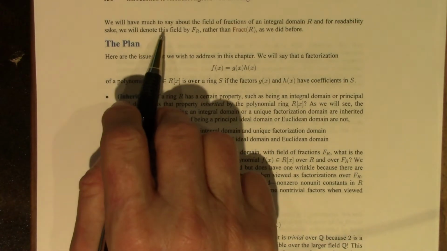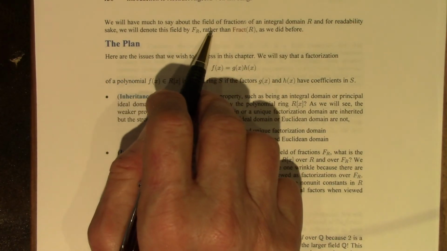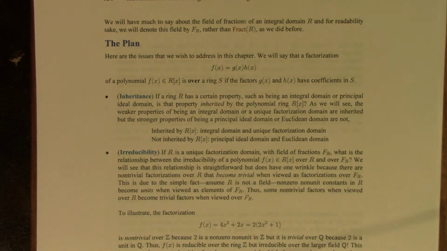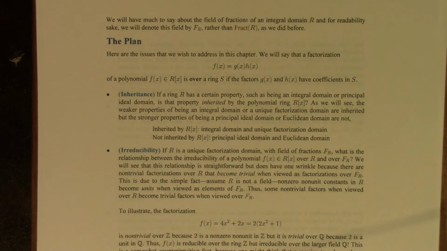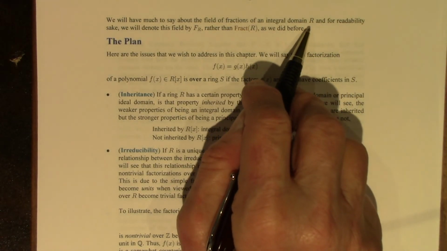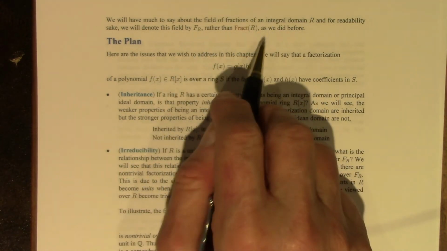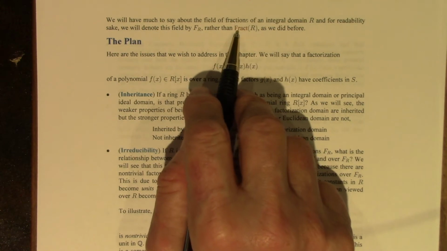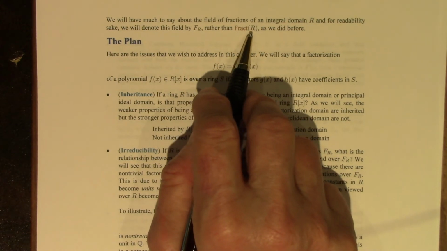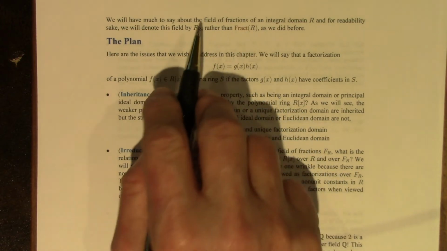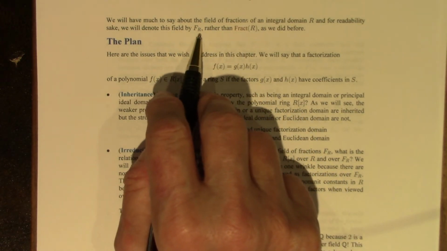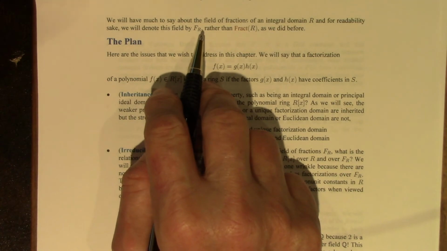We will have much to do with the field of fractions of an integral domain. So if you're a little fuzzy on that, this will be a good time to review that concept. And for readability's sake, I'm going to change the notation. We've been denoting this by fract R, and I'm not the only one who does that. But I'm going to use F_R for the field of fractions of the integral domain R. It'll just make things a little more readable, I think.